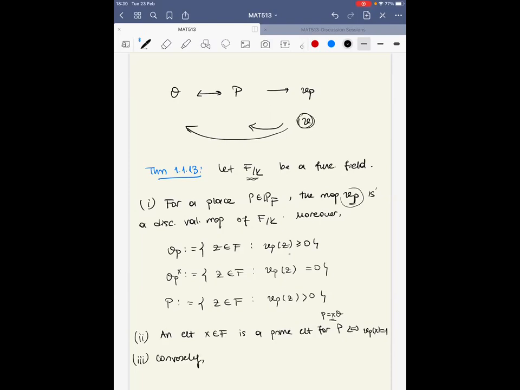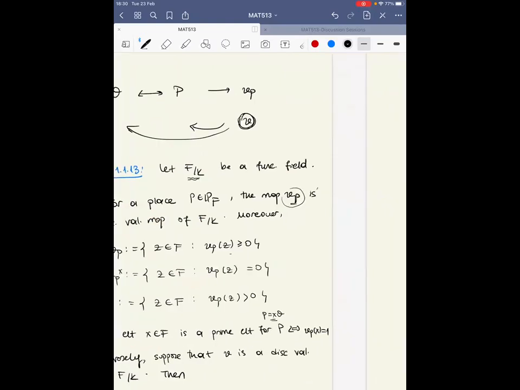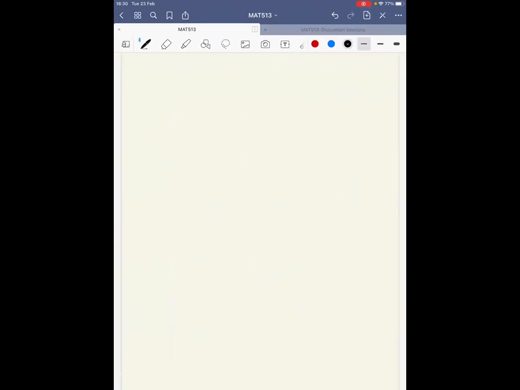And conversely, we can also see that if we fix the discrete valuation map, then the set P, which contains functions with V of Z strictly bigger than 0, gives us a place in F, and its corresponding valuation ring contains functions with V of Z bigger than or equal to 0.